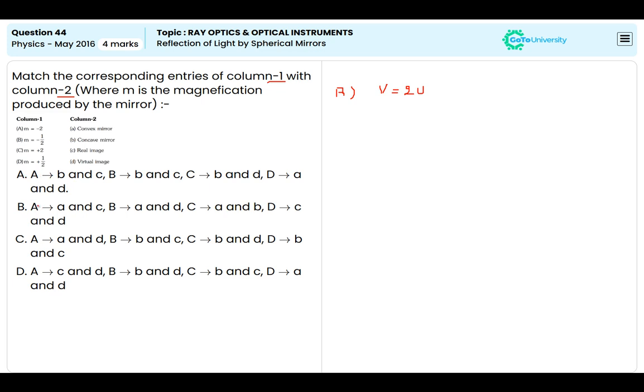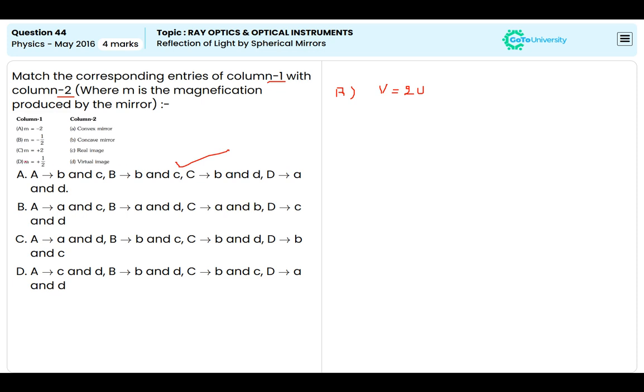Yes, this is correct. In the rest of the cases, the options are A and C, A and D, C and D. Then we can say the first option is the right option, and we will check the remaining magnification values also. If M is equal to -1/2, then V is equal to U by 2, suggesting a concave mirror and a real image. So B implies concave and real image, that is B and C.